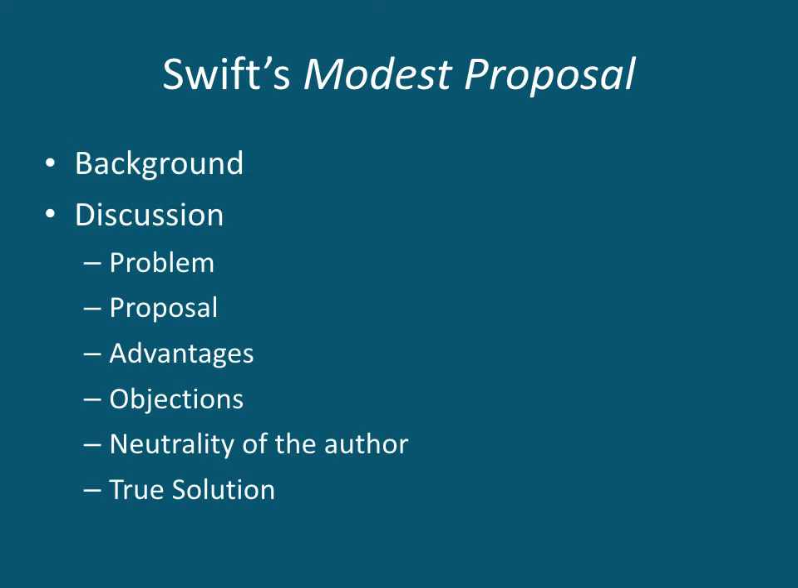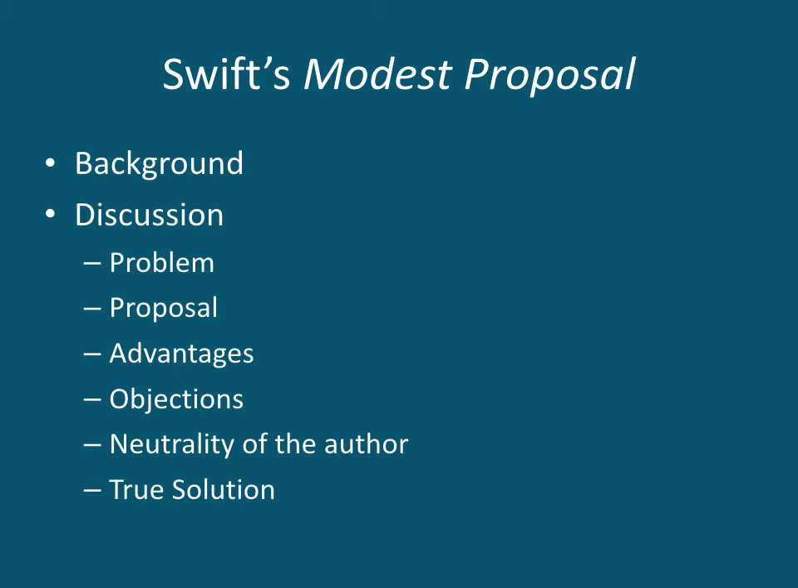Then he makes the important step, which you do too in the satire that you write, by establishing the neutrality of himself. He's not gaining anything nor losing anything in his proposal because he explains his children are grown and his wife is past childbearing age. So he's not going to be able to sell any of his own children, nor will he lose any of his own children. And then he gets to the true solution.